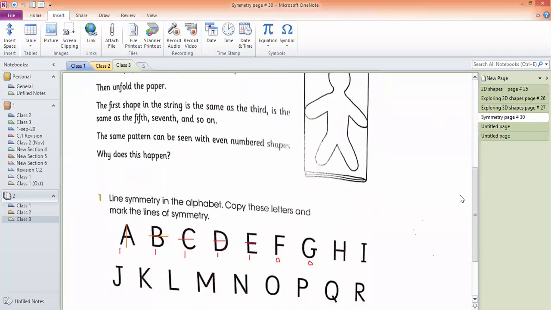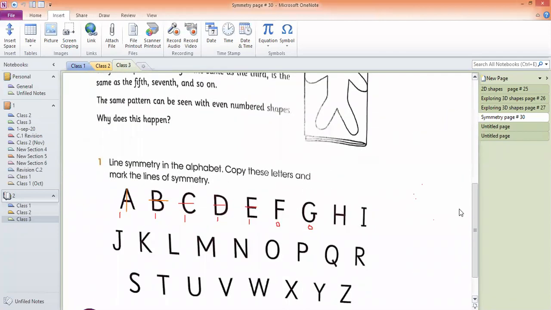What we are studying, guys, we started symmetry. We know all the basic concepts about symmetry, and we have learned the symmetry in the different shapes: rectangle, square, pentagon, hexagon, triangle, heart, arrow. We have learned the symmetry in different figures.